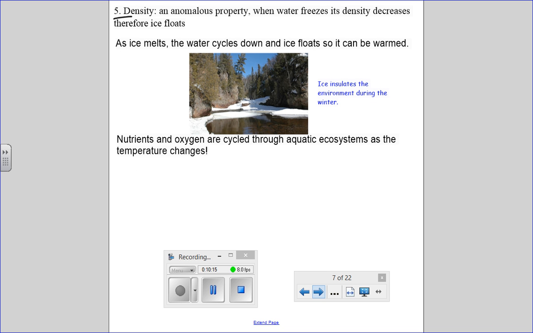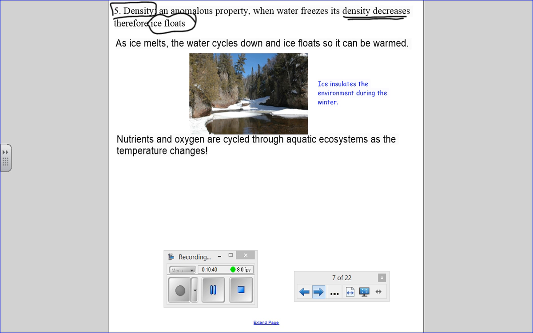Now, last property of water is its density. This is an anomalous property, and anomalous means unusual, different, not the normal. When water freezes, its density decreases. And that's not normal. For most other substances, if I took the liquid and froze it, the solid is actually more dense than the liquid. So the key idea is that ice floats.